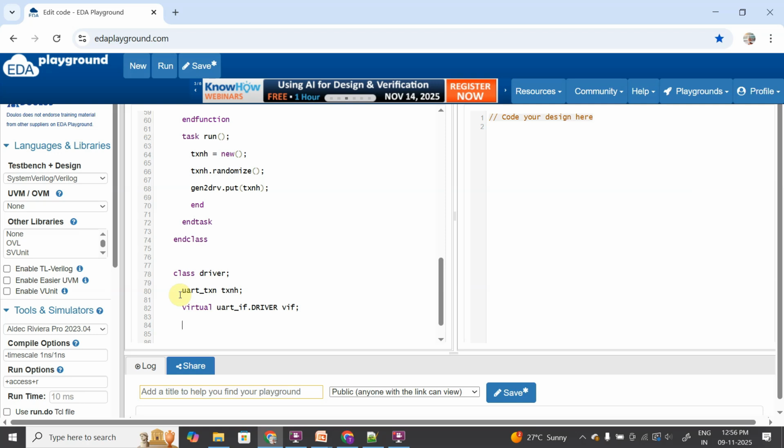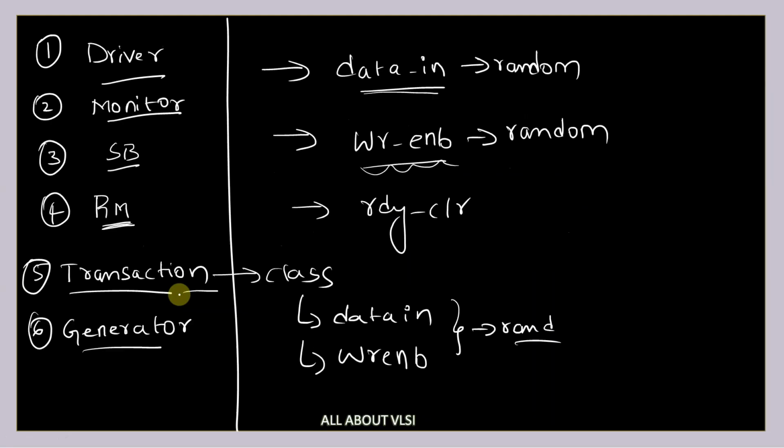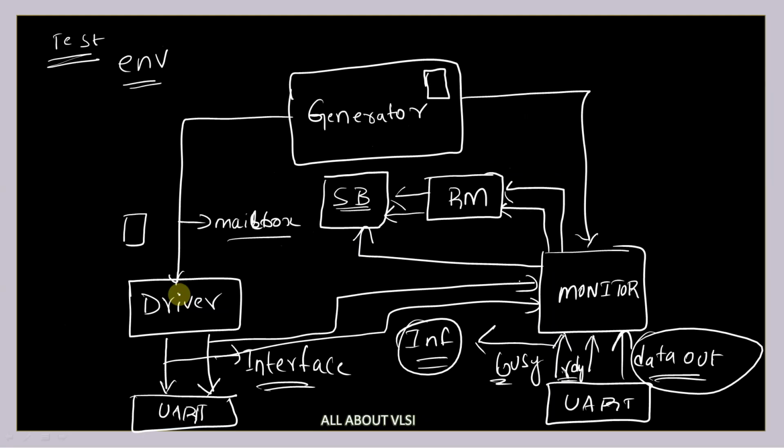Now I'm going to declare three mailbox handles. One mailbox handle is for getting the data from my generator, and one mailbox handle is for sending the data to the scoreboard. From driver to scoreboard we are going to send the data. Without reading the data from the monitor and then sending it to the scoreboard, from the driver itself we are going to send the data which we are getting out of this UART, and that particular data we are going to send to the scoreboard.